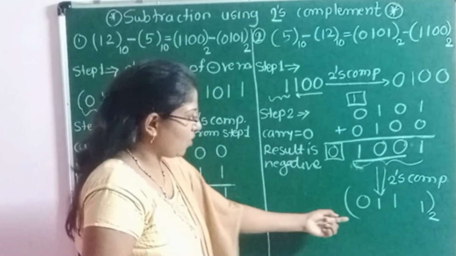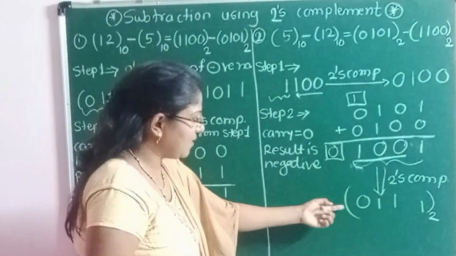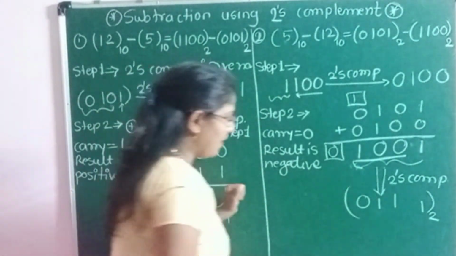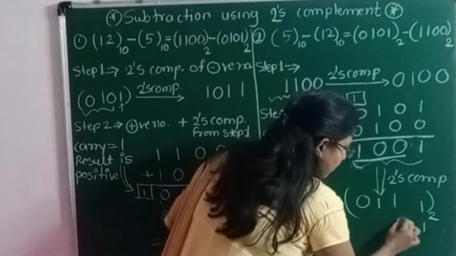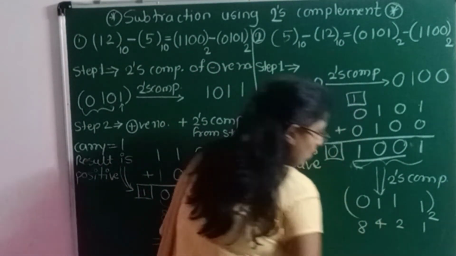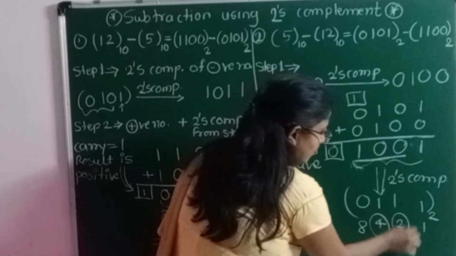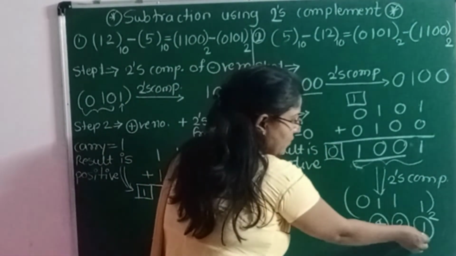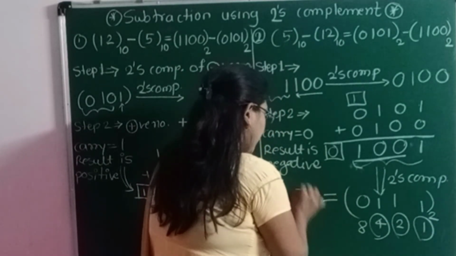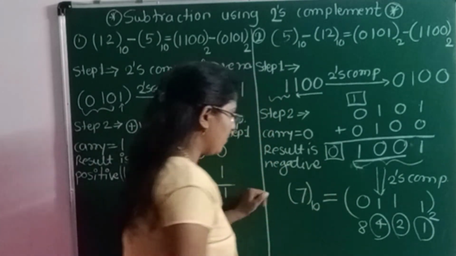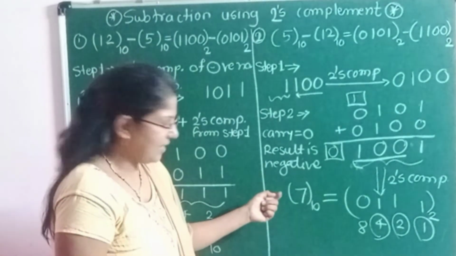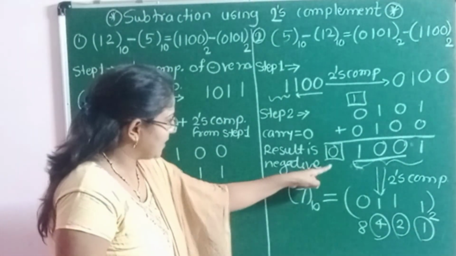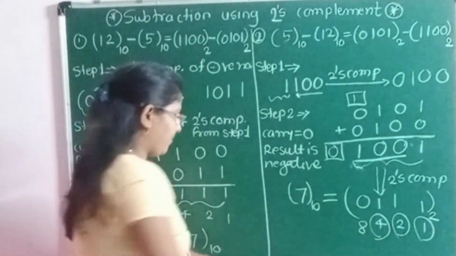Okay, so to cross check or verify our answer, convert this number into its decimal equivalent. Write the weighted values again: 1, 2, 4, 8. What is selected? 4 is selected, 2 is selected, 1 is also selected. So 4 plus 2 plus 1, 7. Okay, this is the decimal equivalent. What about the symbol? Whether it is positive or negative. As the carry is 0, the result is negative.